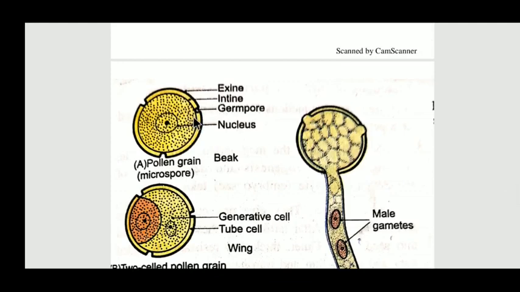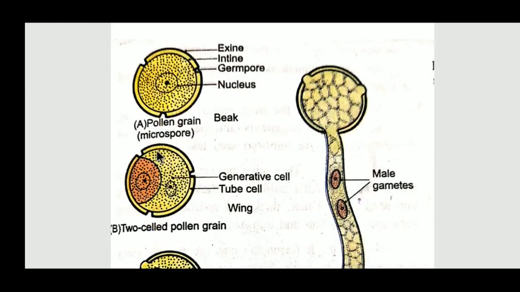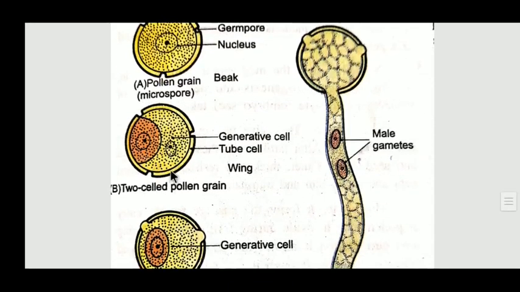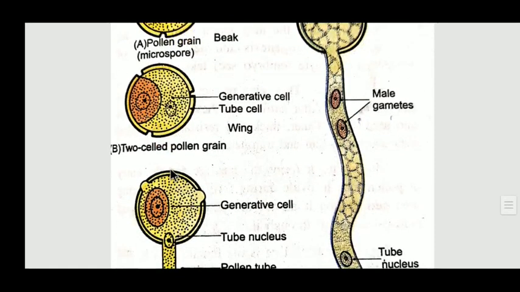So I will repeat in short that the pollen grain has the exine and intine, and with the help of the germ pore, the pollen tube is formed. But before pollination, the protoplasm is divided into 2 unequal cells, that is, the vegetative cell and the generative cell. This vegetative cell is responsible for the next development, that is, after pollination.